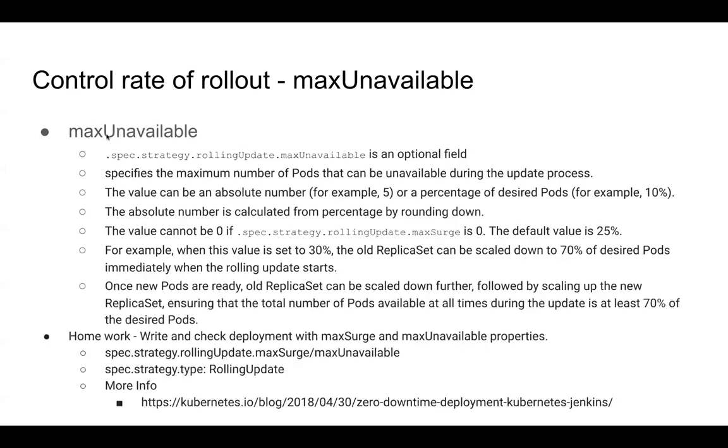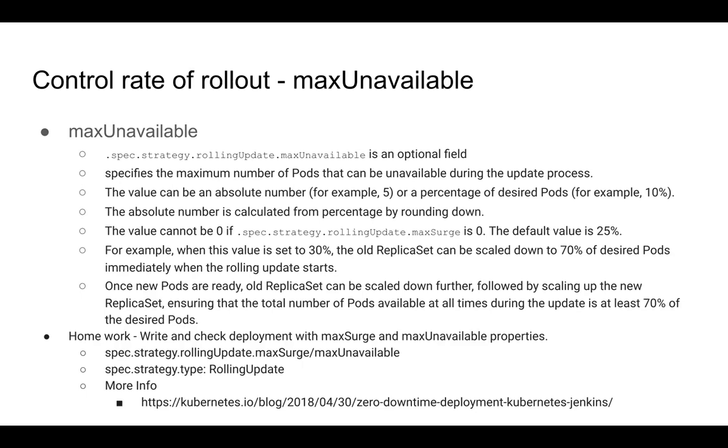What is max unavailable? This is also an optional field. It specifies the maximum number of pods that can be unavailable during the update process. Right now we discussed how many more pods you can create. So if you have 3 replicas and 130% is the max surge we have given, you can go up to 4, 3.9 which rounds up to 4.